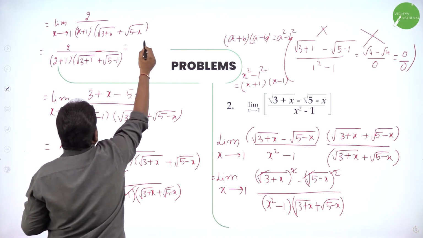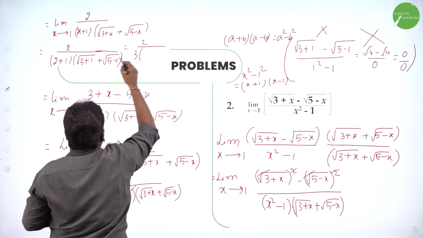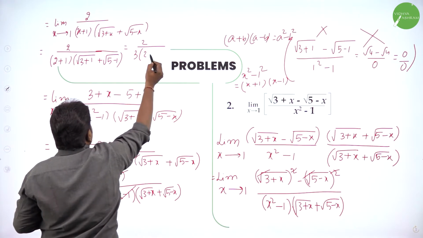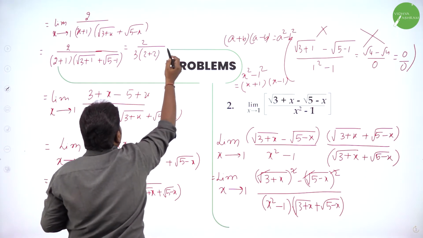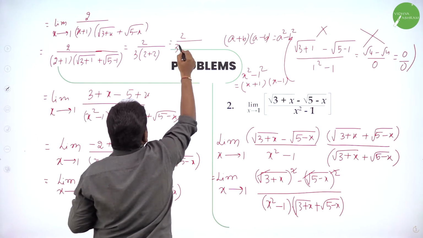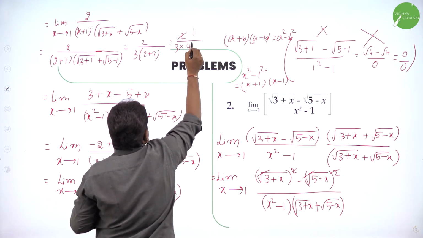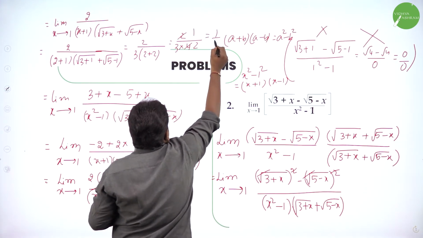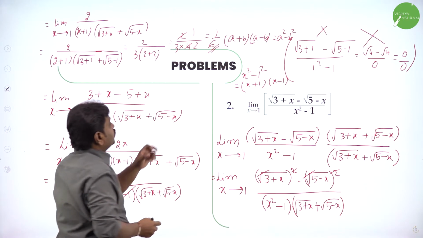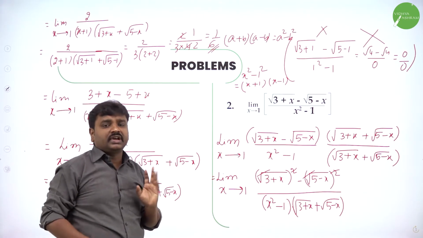That will be 2 by 2 plus 1 is 3. Root 4 is 2, plus root 4 is 2. So it will become 2 divided by 3 into 4. 2 ones are 2, 2 twos are 4. So the final answer is 1 by 6. 1 by 3 twos are 6 is the answer.